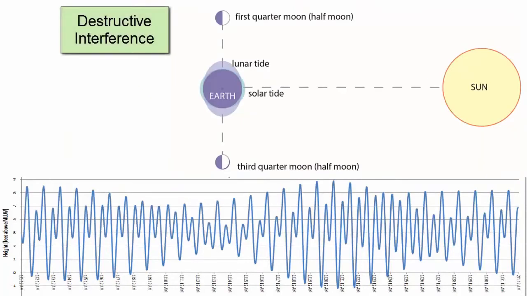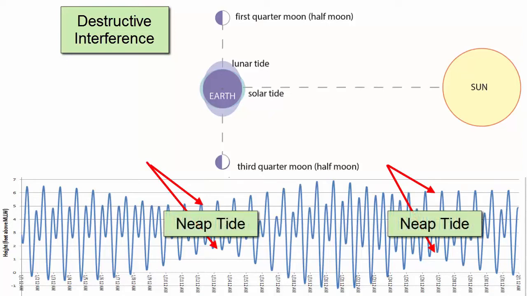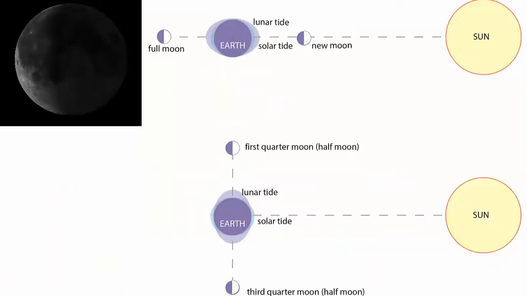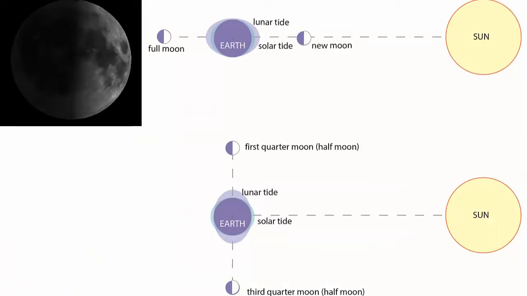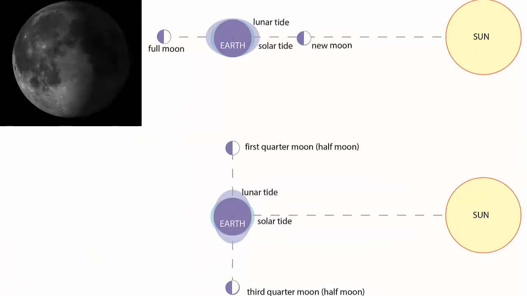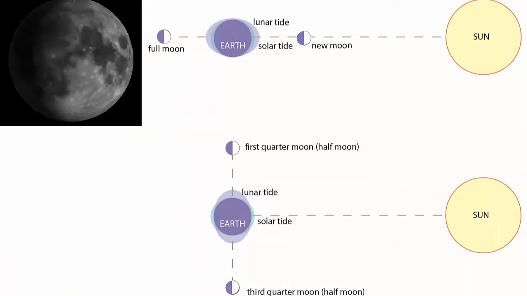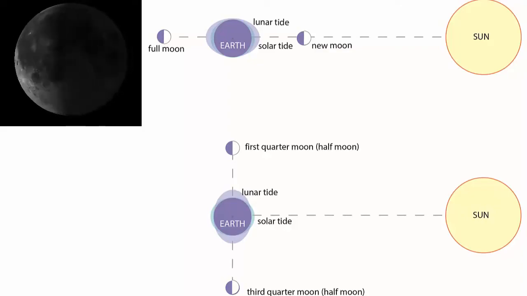When the two bulges are out of phase, which happens when we see half moons, the interference is destructive, and the tidal range is at its lowest. The lows aren't so low, the highs aren't so high: neap tides. Turns out we can walk outside at night, look up into the night sky, and based on the phase of the Moon, determine whether we're experiencing neap or spring tides.